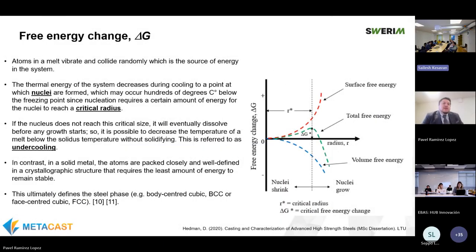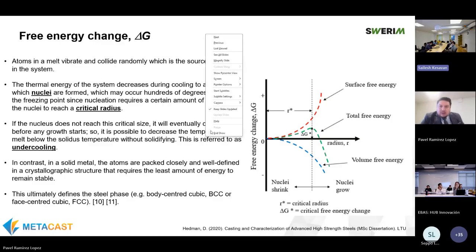But what drives solidification is basically energy. Again, we come back to the concept: what are we doing to produce solidification? We are extracting heat. So the change in energy in the system is what drives this. Atoms in the melt vibrate and collide randomly, and this is the source of energy in the system. So what we need to do is decrease this energy. We need to cool down to a point where we start forming nuclei, and this might be 100 degrees below the freezing point, since nucleation requires an amount of energy for reaching a critical radius.